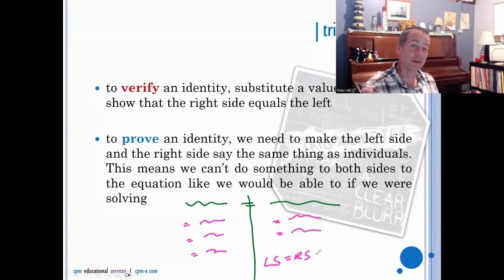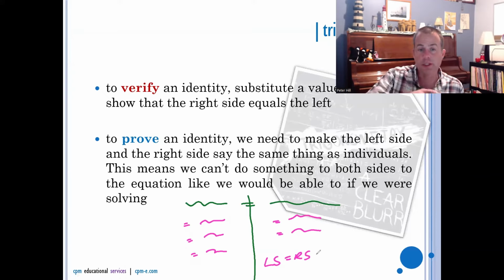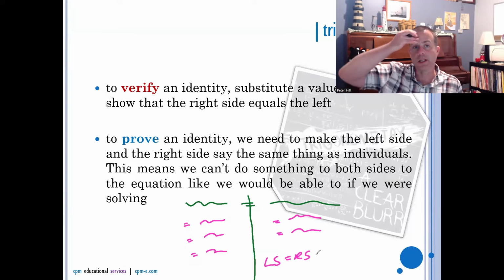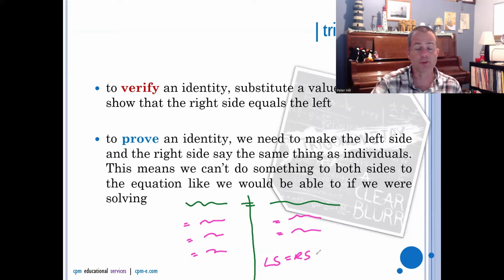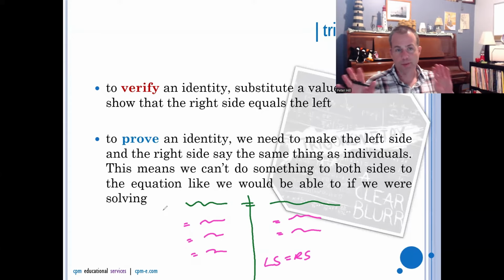Okay, that's what a verification or a proof should look like. You're working on the left side separately. You're working on the right side separately. I know there are teachers out there that say you can't work on both sides. You have to pick one side and make it turn into the other side. You don't have to do that for your diploma. You're allowed to work on both sides. You just can never cross sides, okay?